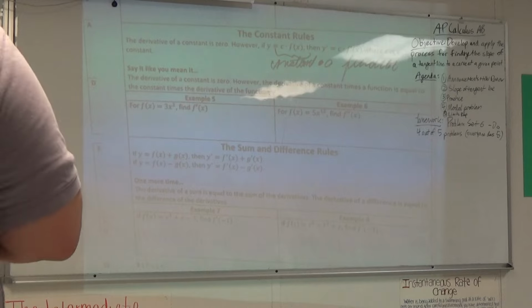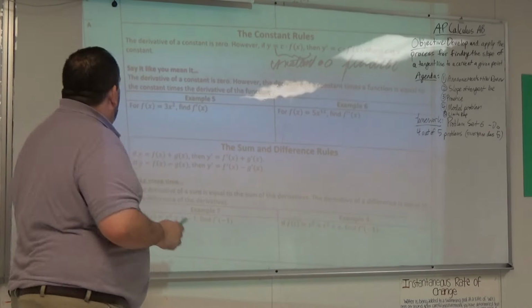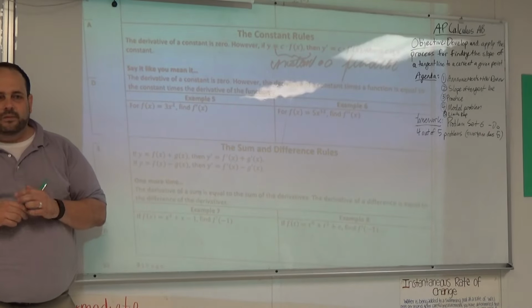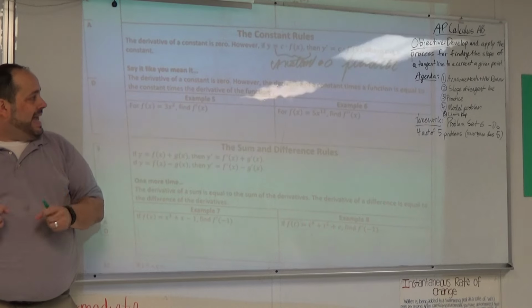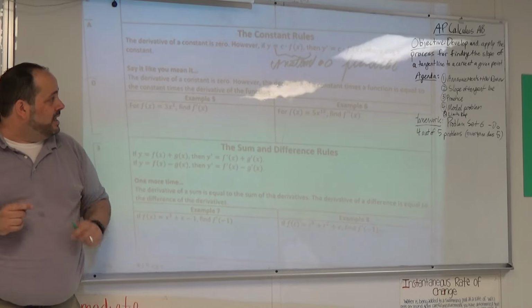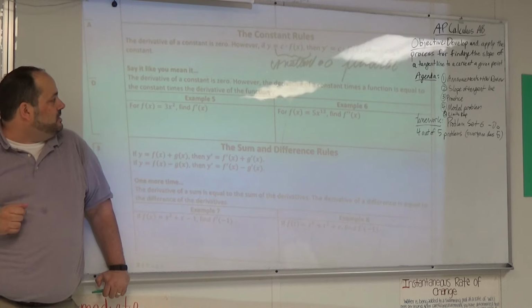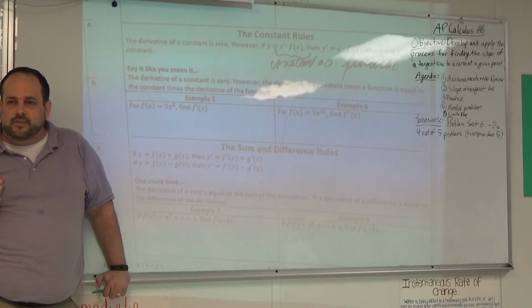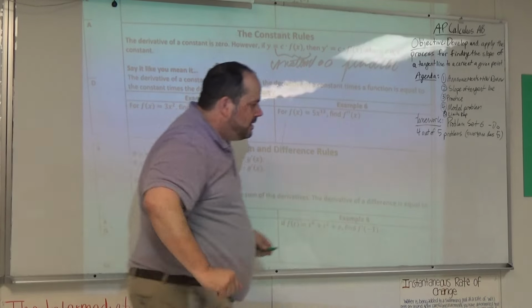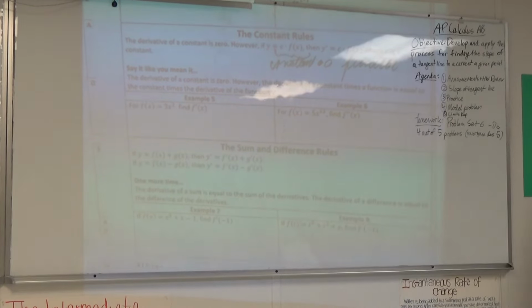Oh, that was a little bit awkward there at the end. Let's do it one more time. The derivative of a constant is 0. However, the derivative of a constant times a function is equal to the constant times the derivative of the function. Love it. Okay, so let's look at this one.